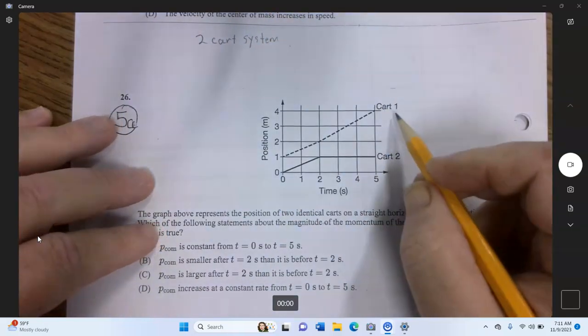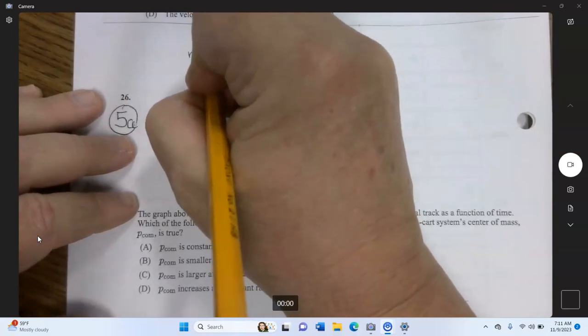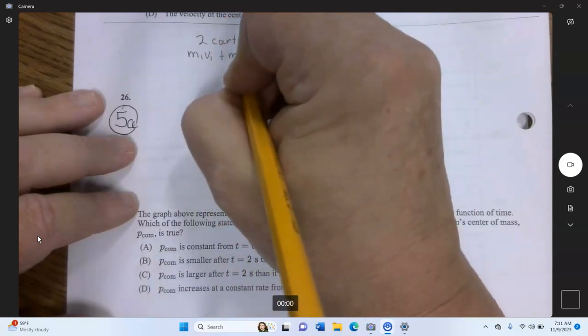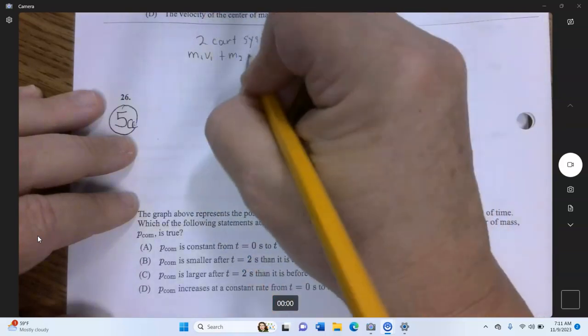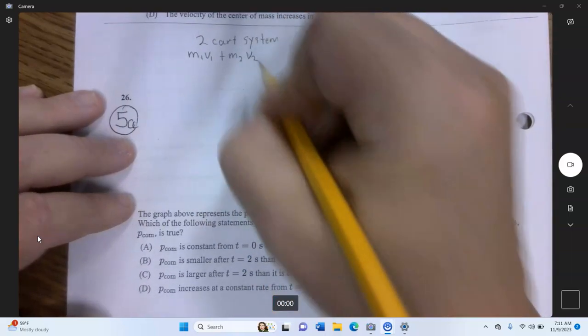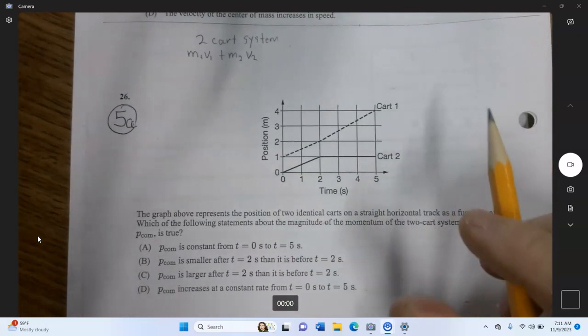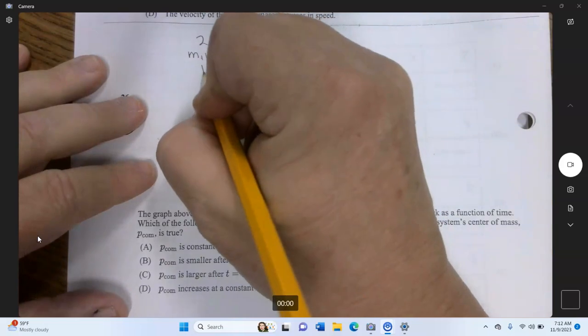And they're labeled cart 1 and cart 2. So momentum of 1 times velocity of 1 plus momentum of, or mass of 2, excuse me, I said mass of 1 times velocity of 2. Okay, the masses are all the same, so we can ignore that, because it's just going to cancel out throughout the entire problem. All the masses are the same, so let's just deal with velocity.